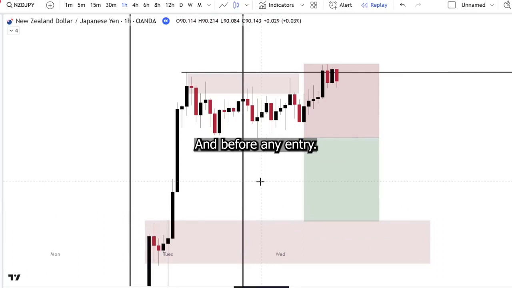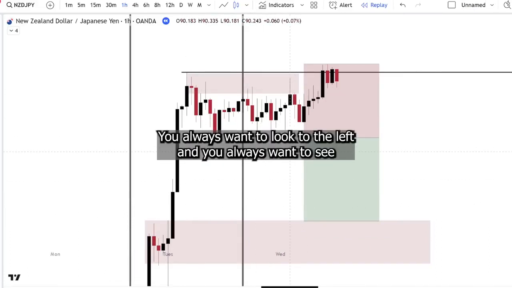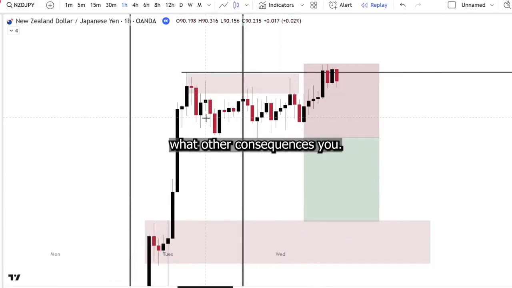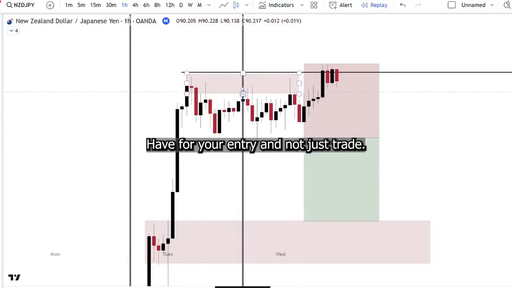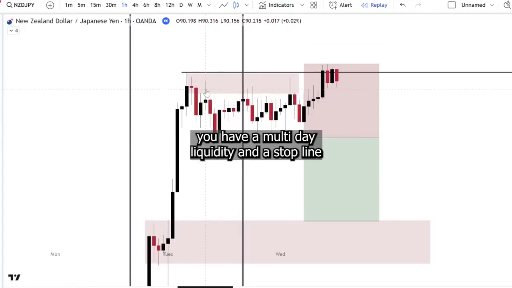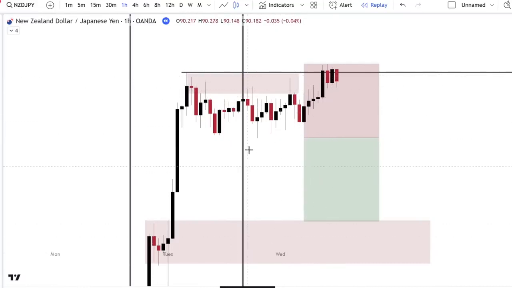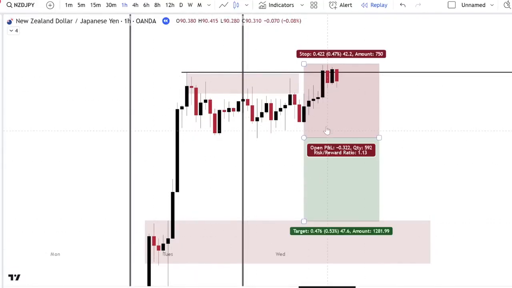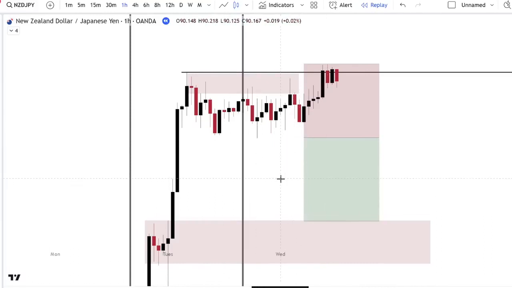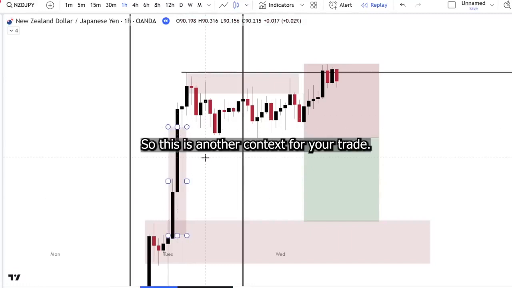And before any entry, you're not strictly looking at the liquidity. You always want to look to the left and see what other confluences you have for your entry, and not just trade, oh, you have a multi-day liquidity and a stop hunt and price came back inside of the range and it broke your base, that means you should enter the trade. You always want to look for more context, obviously news context, and whether you have clear traffic, which in this case you have this gap right here that needs to be filled. So this is another context for your trade.